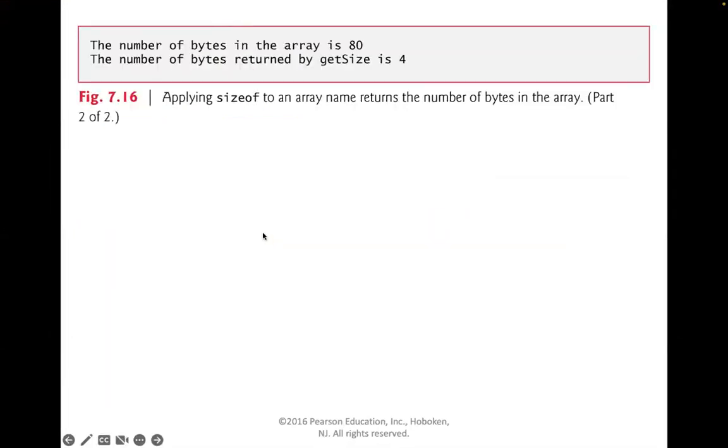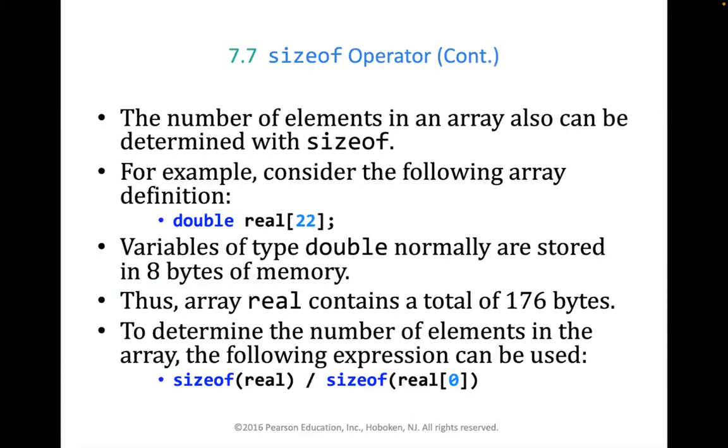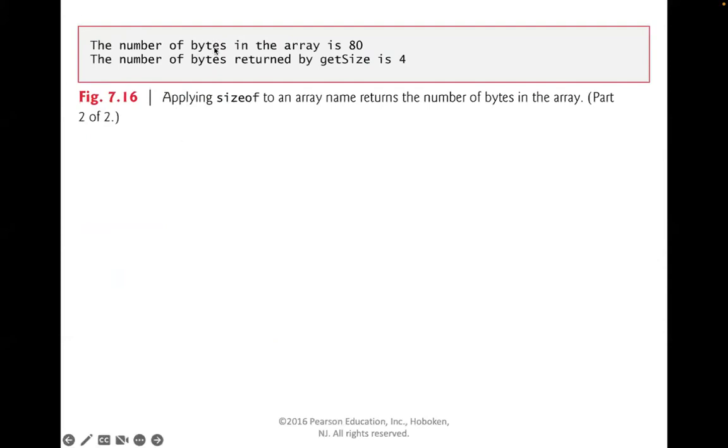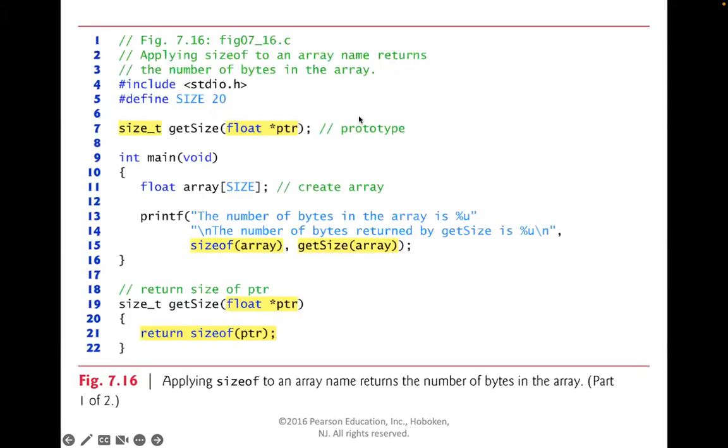Okay, so now you can see the slide also shows this. The number of bytes in the array is 80, and the number of bytes returned by getSize is 4. So in ours it is 8.